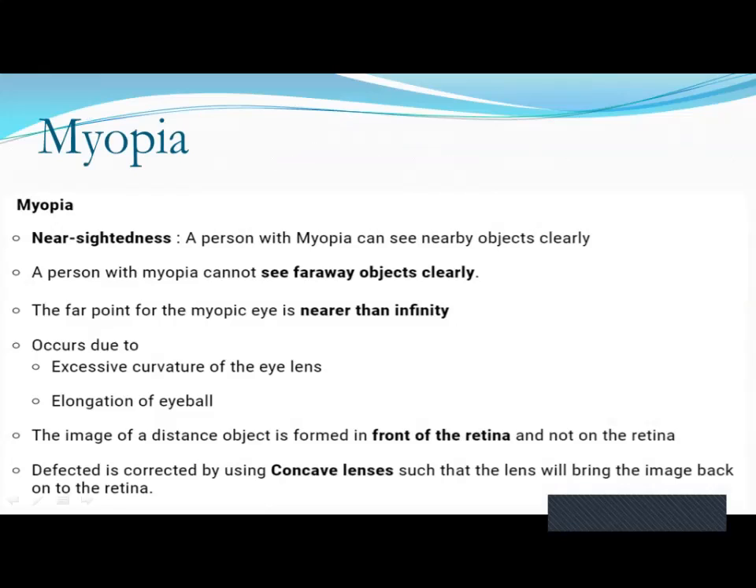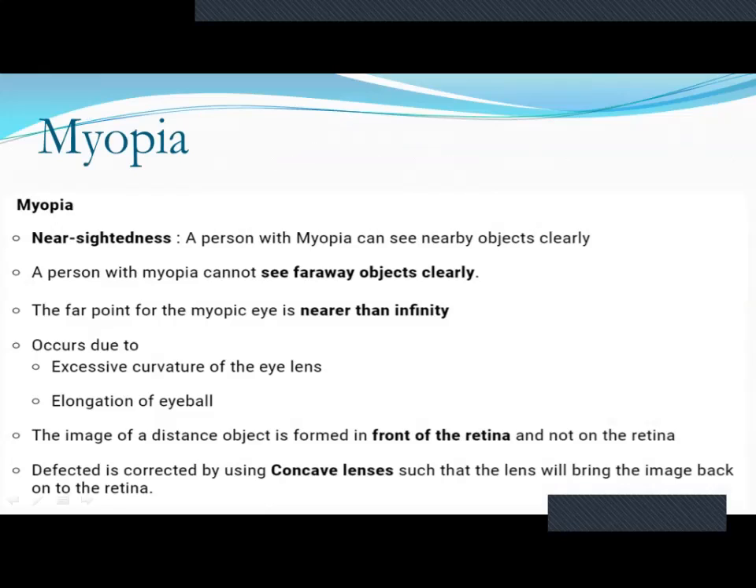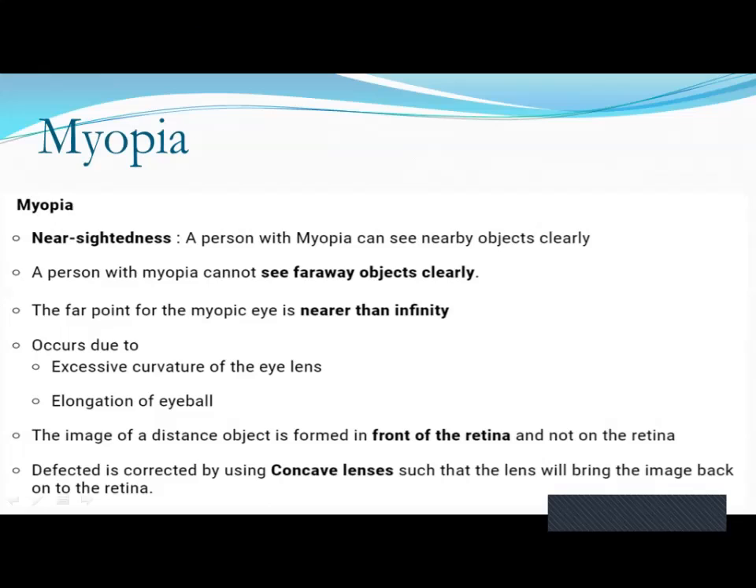Myopia is called nearsightedness. A person with myopia can see nearby objects clearly, but cannot see faraway objects clearly. So this is the defect. Nearsightedness is the actual character; what is the defect, what is the problem? For a faraway object, they cannot see clearly. That is the defect.